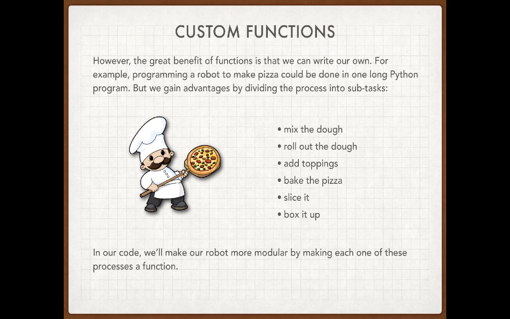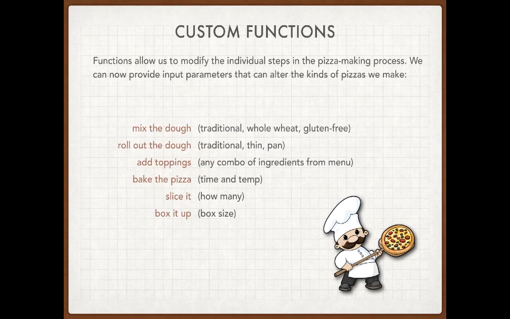We're going to make pizza, and we could write that as one long program, but we gain a lot of advantages if we divide this process down into smaller tasks, like mixing the dough and rolling it out and adding the toppings and baking, et cetera. Because in each step of that process, there are certain decisions that we can make. And in fact, we can give our customers choices, and the functions can adapt themselves based on those choices.